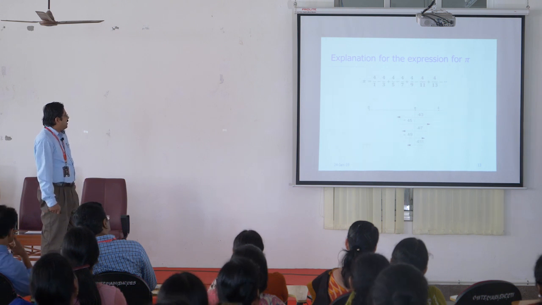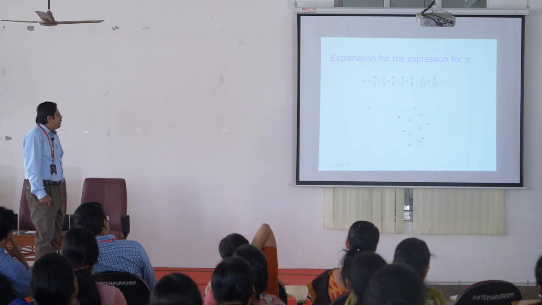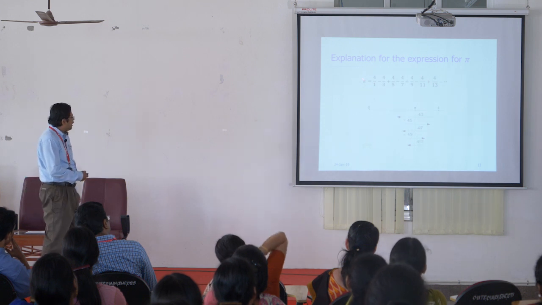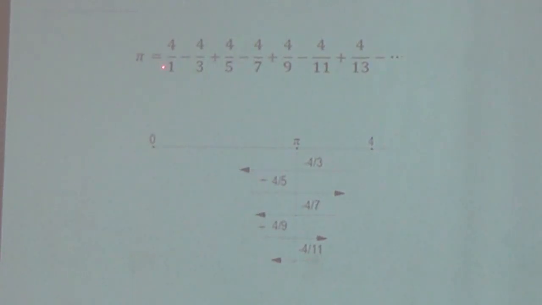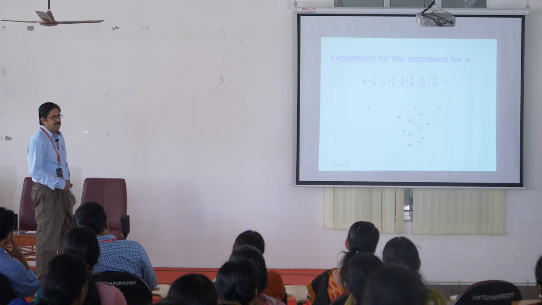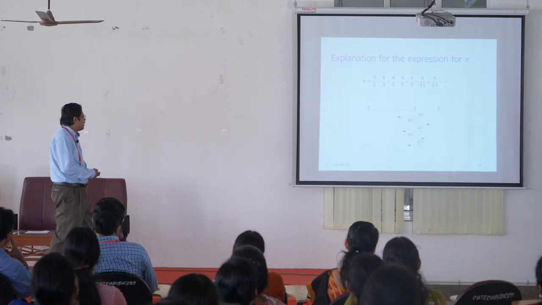Now we will see the explanation for the expression of pi, which is given earlier. So here pi is equal to, it's an infinite series, 4 by 1 is the first value, which is equal to 4. So this starts from 4, and if you subtract 4 by 3, this comes to some value between 0 and pi. Then if you add 4 by 5, it again goes back to some value between pi and 4. Like this, it will go on converging to pi. And this is a very slowly converging series. Approximately some 3000 values are required to get some value near to pi.